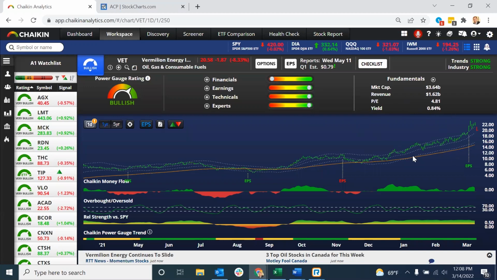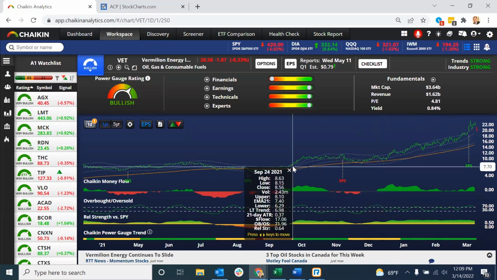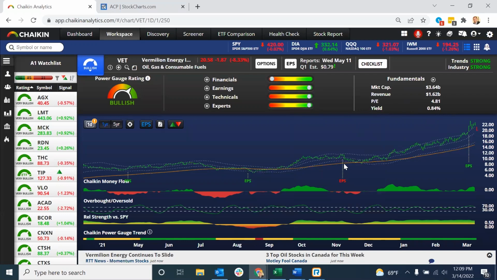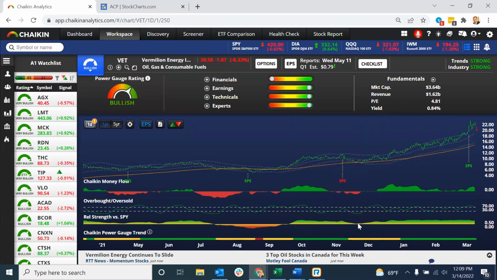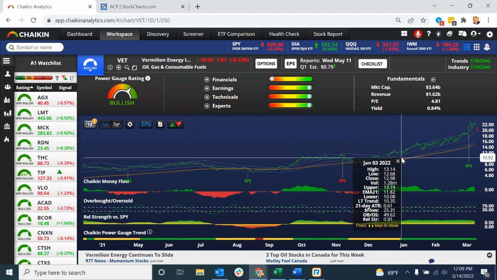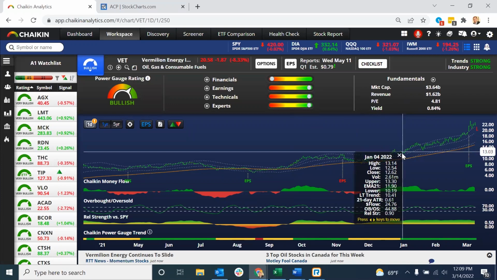Not much of a yield, but definitely generating some return here. Again, a name like this was actually bucking the trend. How about this? Bucking the trend between September and the end of the year. Even though it kind of broke down a little bit, the relative strength stayed strong. And there's your rating change once again from neutral to bullish right around the beginning of January.